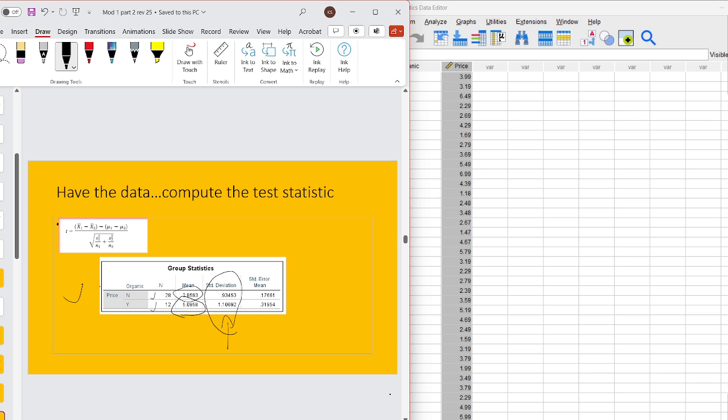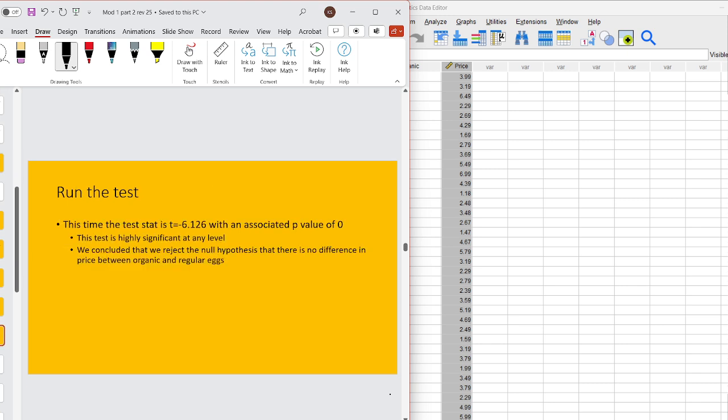Sometimes it's surprising. Sometimes it's a function of sample size or something, and you will have a case where they don't look off, but they are. So anyways, this time I get a test stat of negative 6.126 and basically a p-value of 0 and highly significant.